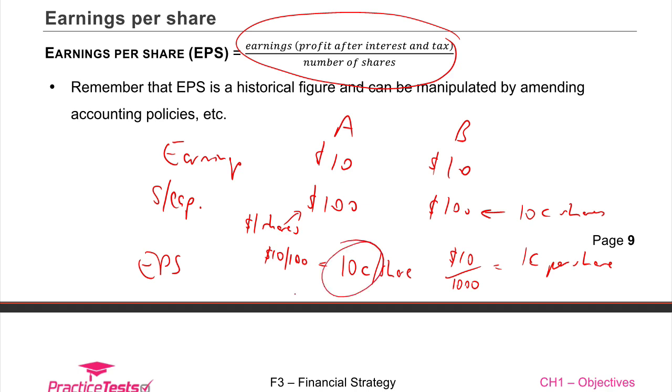So if you compare those two figures, you'd say, oh, company B is doing awful. But it's not, of course. It's performing exactly the same. It's just a function of the number of shares in issue. So you can't really use EPS to compare companies. But yes, trends over time, provided things like your capital structure hasn't changed very much and your accounting policies haven't changed very much, then fine and fair enough.